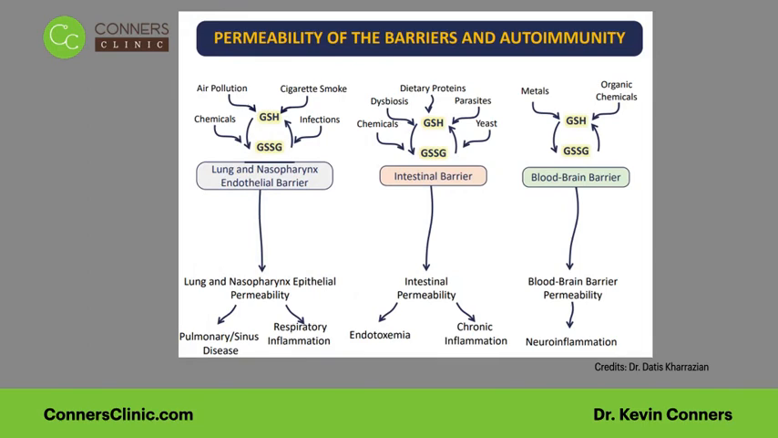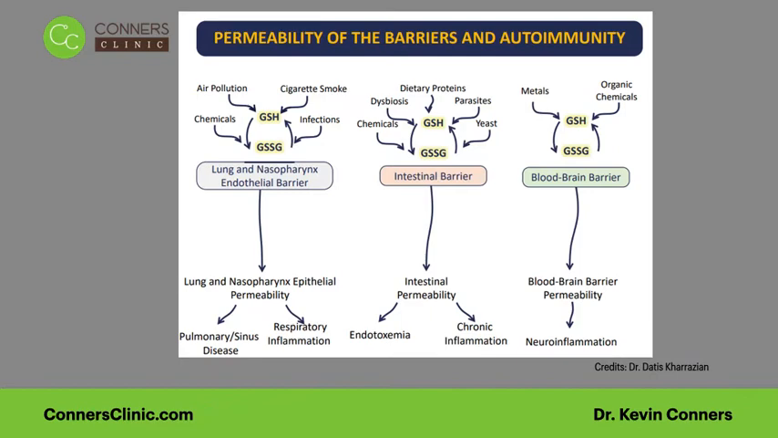So let's first talk about some permeability of the barriers in autoimmune disease. So you have your lung and your nasopharynx and your epithelial barrier of your lung. But with air pollution and cigarette smoke, infections can enter your body that way. Certainly chemicals affect your glutathione production, oxidation and reduction of your glutathione support system there. Eventually, if there's constant irritation, let's say in the use of constant cigarette smoke, you're going to have breakdown of your glutathione antioxidant system, and that's going to damage cells.